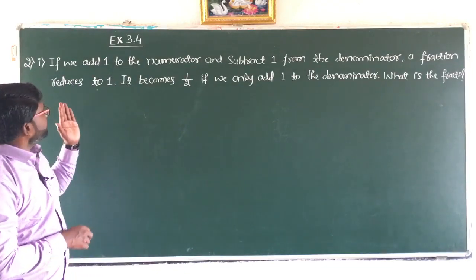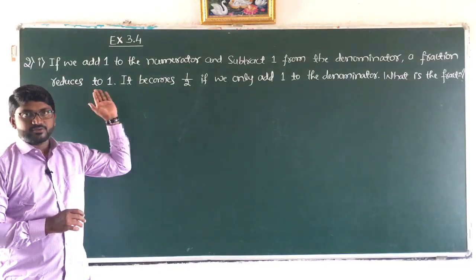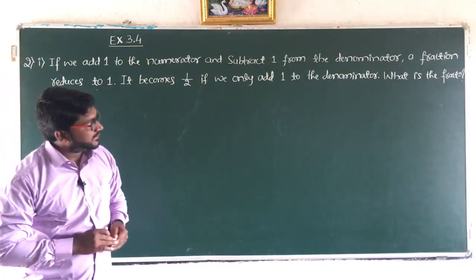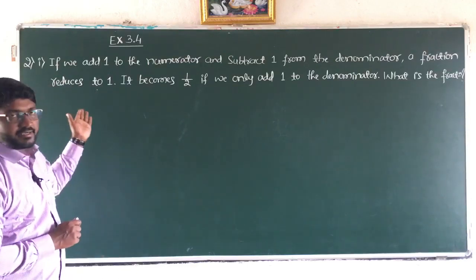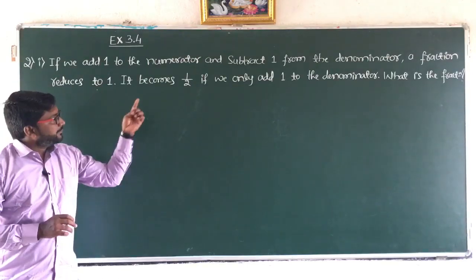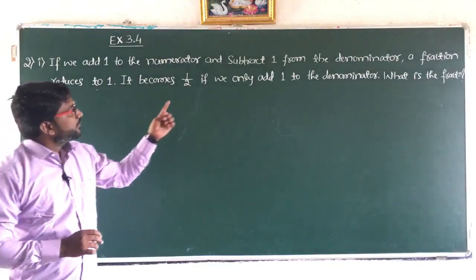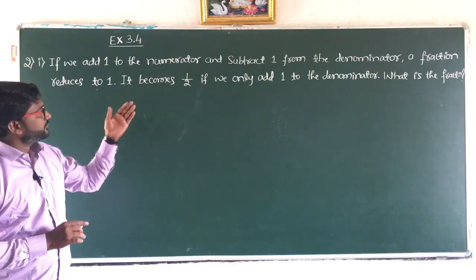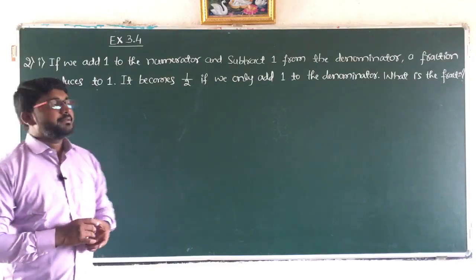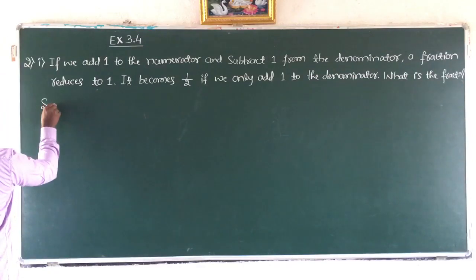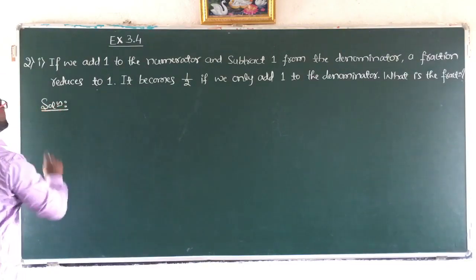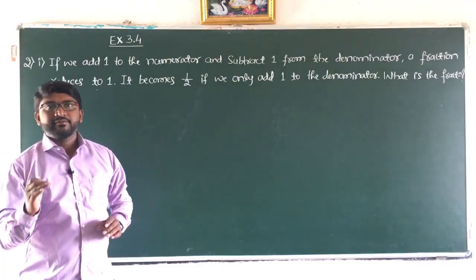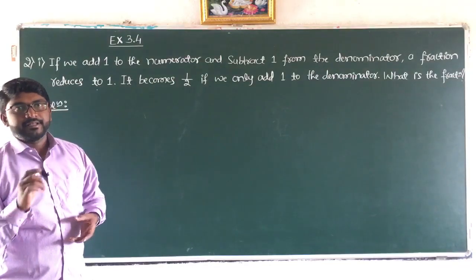See here, the first sub question is: if we add 1 to the numerator and subtract 1 from the denominator, a fraction reduces to 1. Then it becomes 1 by 2 if we only add 1 to the denominator. What is the fraction? We have to solve this by the elimination method. Here we do not know the fraction, so I consider the fraction as x by y, where x is the numerator and y is the denominator.